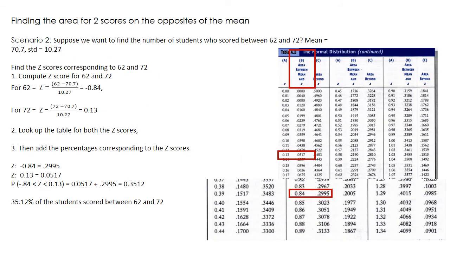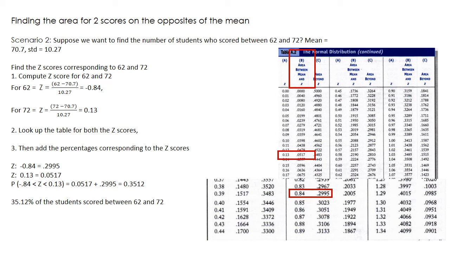The second scenario is finding the area for two scores on opposite sides of the mean. Suppose we want to find the number of students who scored between 62 and 72. So what is the percentage of students getting between 62 and 72, with the mean of 70.7 and standard deviation of 10.27? If you notice, one value is below the mean and one is above the mean.